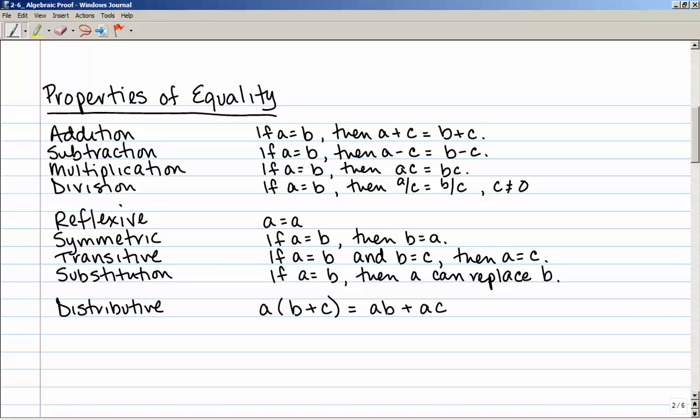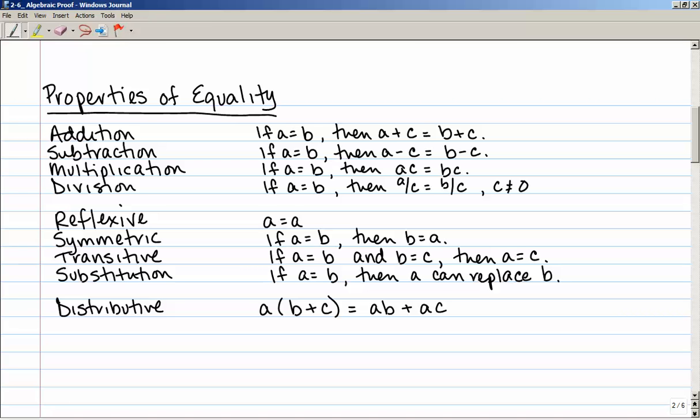Properties of equality you're probably very familiar with. The addition property says if A equals B, then A plus C equals B plus C. In other words, you can add the same thing to both sides of an equation and it remains true. Subtraction property is very similar. You're subtracting C from each side of the equation. Multiplication, you're multiplying both sides of the equation by C. And the division property, you're dividing both sides of the equation by C as long as C is not equal to 0, because you can't divide by 0.